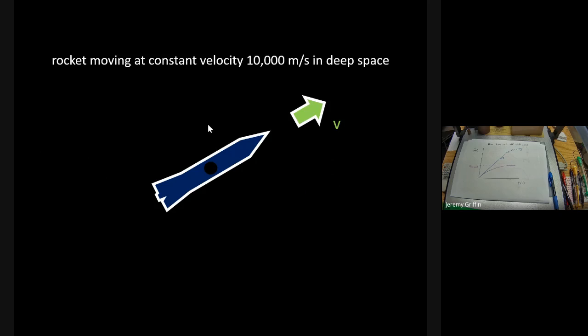Here's the last one we're going to do today. This is going to be our stopping point. So I've got a rocket just screaming through space, constant velocity, 10,000 meters per second, deep space. So no planets nearby, no gravity tugs, anything like that. Okay. What does the free-body diagram look like for that?